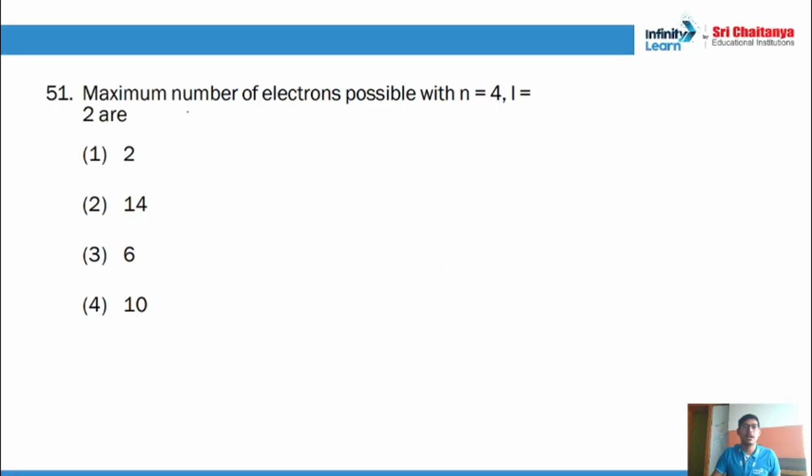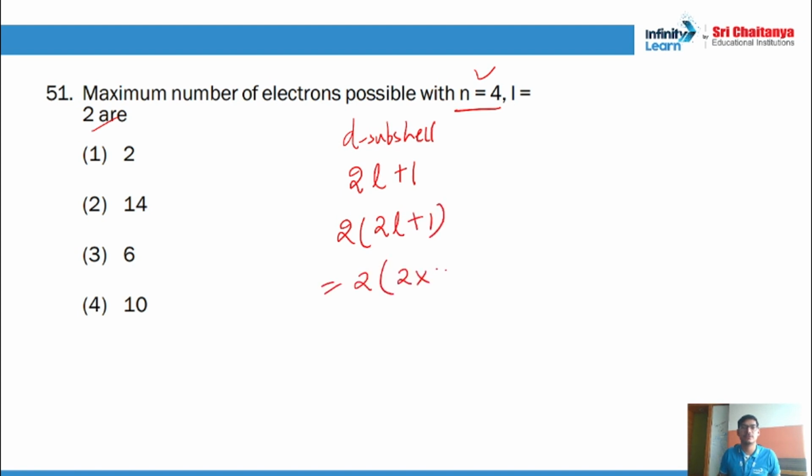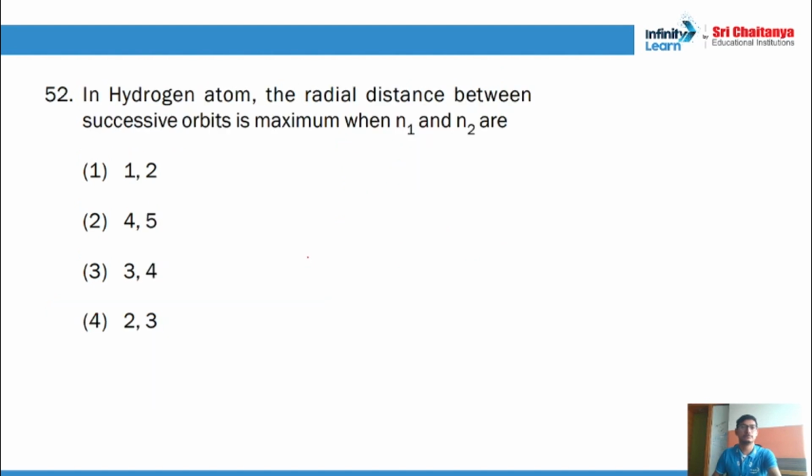Question number 1. The maximum number of electrons possible for n is equal to 4 and L is equal to 2. Okay. So we are talking about fourth shell and L is equal to 2 signifies D subshell. Now how many electrons are present in D subshell? Number of orbitals in a shell is 2L plus 1 and the number of electrons will be 2 into 2L plus 1. So that is how you can calculate the number of electrons for L is equal to 2. So it comes out to be 10. That is the correct answer.